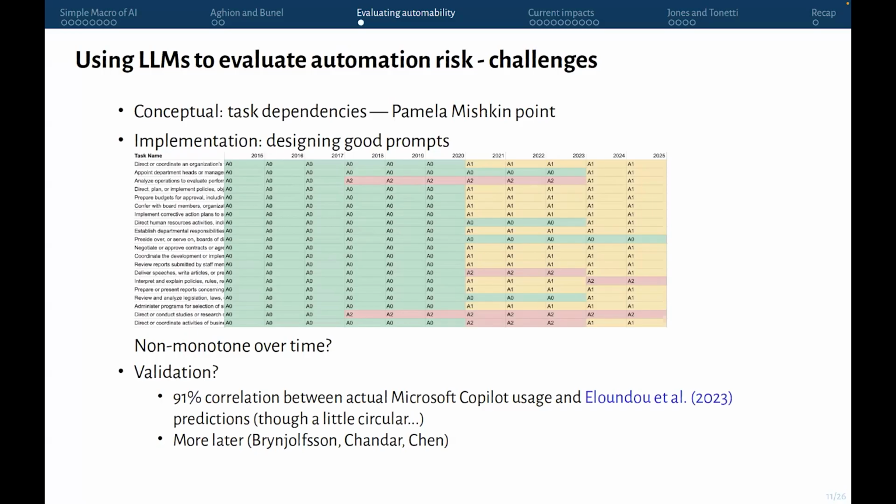I think one maybe issue is that there isn't a lot of validation on how these measures correlate with real economic outcomes. I'll have some stuff to say about employment later, but yeah, stay tuned for that.